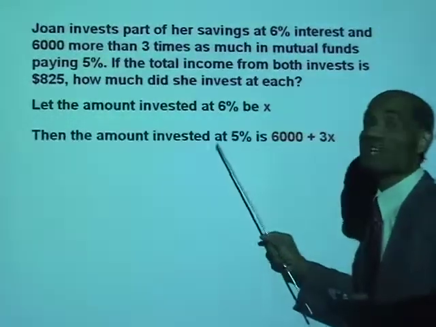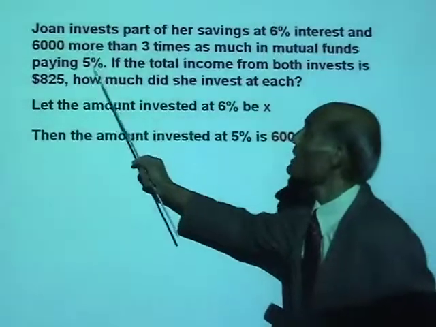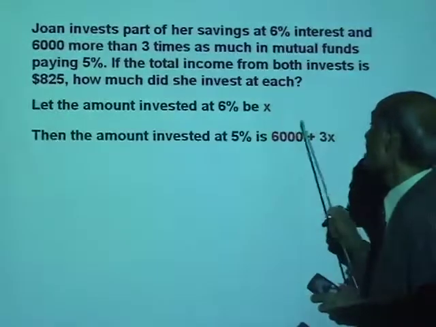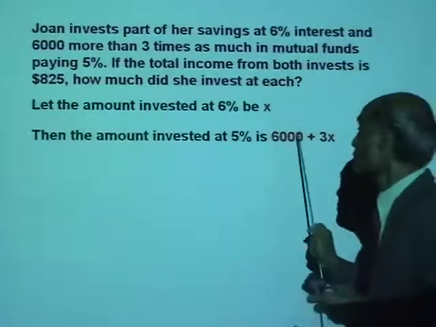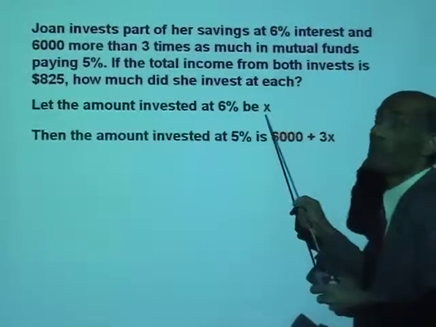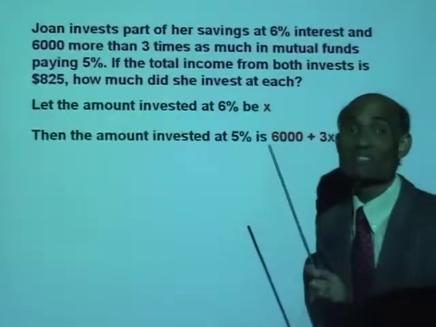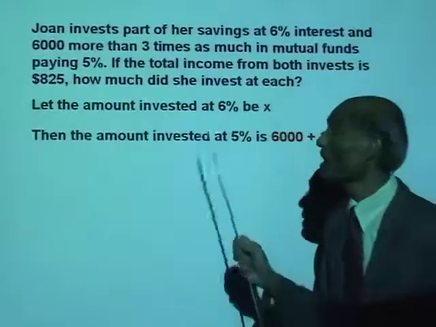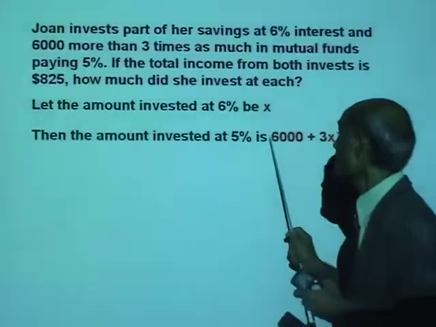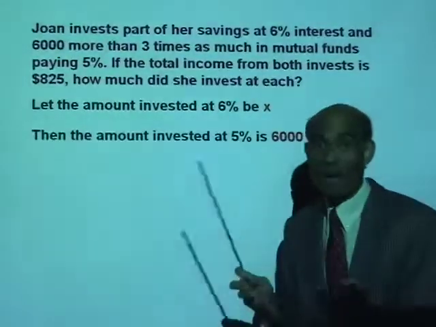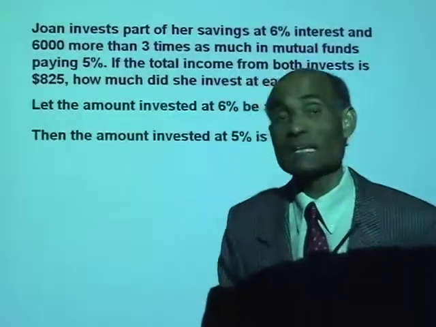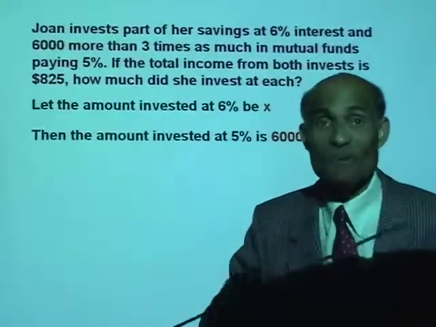So the amount then she invested at 5%, that is the mutual funds, is 6,000 more than 3 times as much. You see, 6,000 more means 6,000 added to 3 times the amount of money she invested at 6%. So now we know she invested X amount of dollars at 6%, and 6,000 plus 3X amount of dollars at 5%. Alright, can we now find the interest earned on each of these investments?